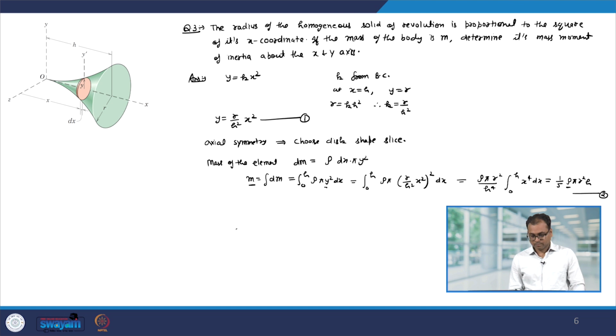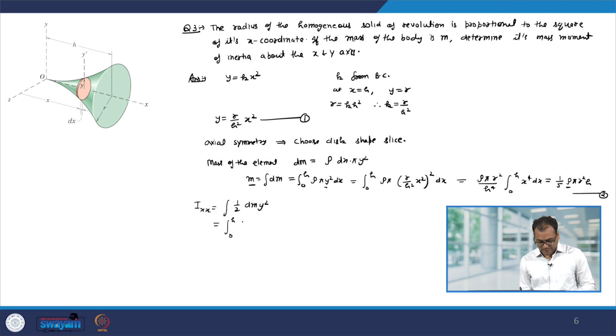Okay. Now, the moment of inertia of this thin disc about the x axis will be half dm y square, because dm is the mass of this disc and y is its radius, and the x axis passes through its center and perpendicular to the disc. So, therefore, it will be half dm y square. Let us put the value of dm.